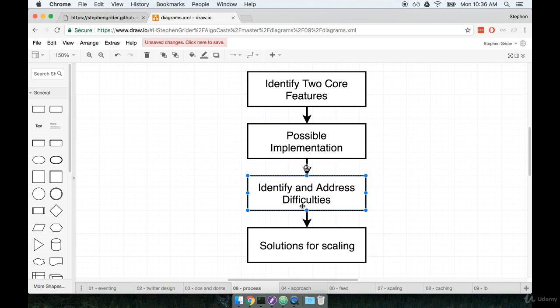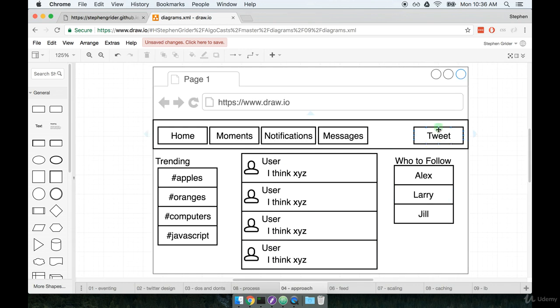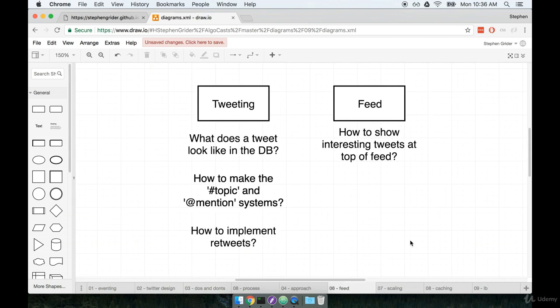This very quickly leads into your ability to identify and address different difficulties around those 2 features. So in the case of, let's say, writing a tweet and also showing a user feed or a feed of different tweets that are very popular, I would start to very quickly think about some of the big challenges around implementing both of those features. So in the case of tweeting, I would think to myself, what does a tweet look like in the database? I would think about, how do we make the hashtag topic system work and the mention system work? What would be some possible implementations around those? And then finally, I might think about, how would we implement retweets?